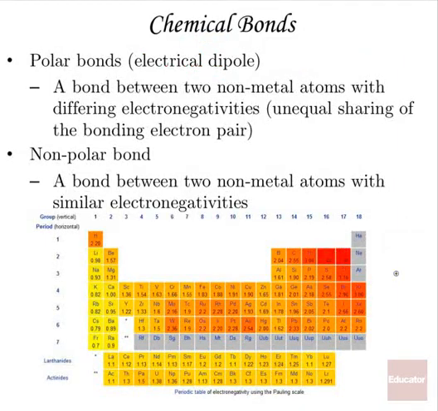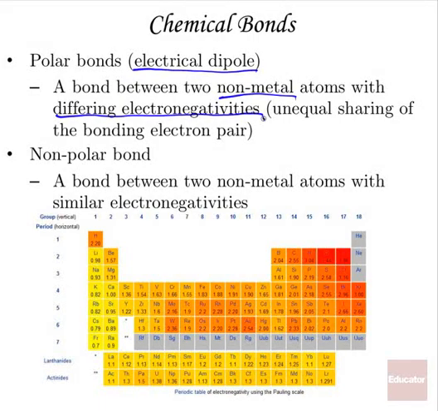So chemical bonds can be broken down into your polar and your nonpolar bonds. Now, your polar bonds, also called electric dipoles, this is a bond between 2 non-metal atoms with differing electronegativities. Okay, and what that basically means is that they are not sharing the electrons equally.